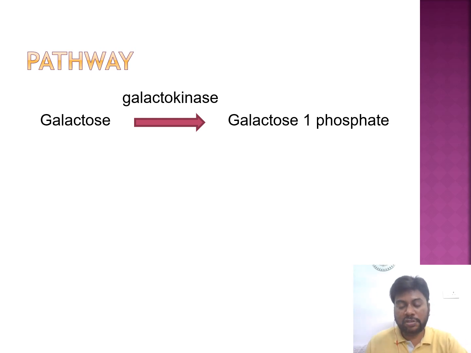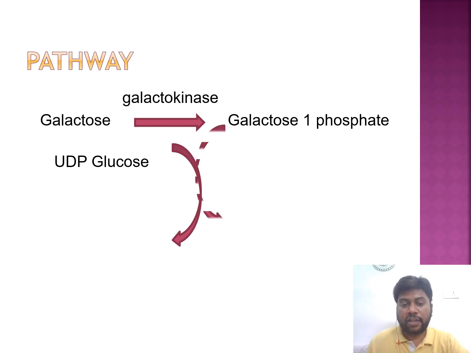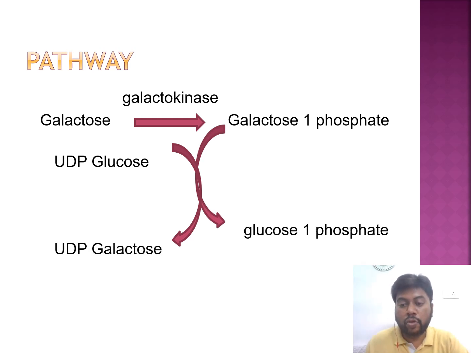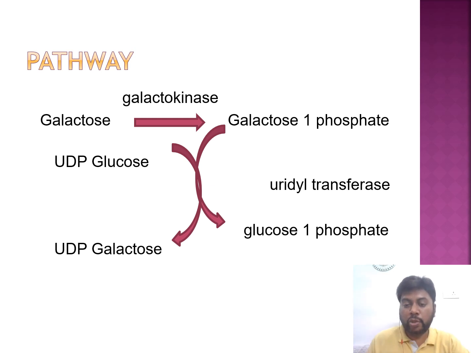Now, this galactose 1-phosphate undergoes an exchange reaction with UDP glucose. What does that exchange reaction mean? From glucose, the UDP molecule will be transferred to galactose, whereas from galactose, the phosphate molecule will be transferred to glucose, resulting in the formation of UDP galactose and glucose 1-phosphate. So UDP glucose reacts with galactose 1-phosphate to form UDP galactose and glucose 1-phosphate. This reaction, which involves the transfer of UDP molecule to galactose 1-phosphate, is catalyzed by the enzyme galactose 1-phosphate uridyl transferase. This is the second enzyme involved in galactose metabolism.